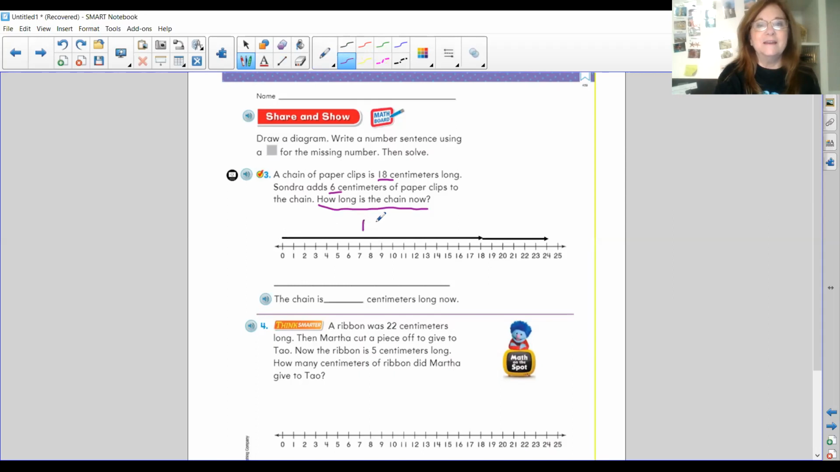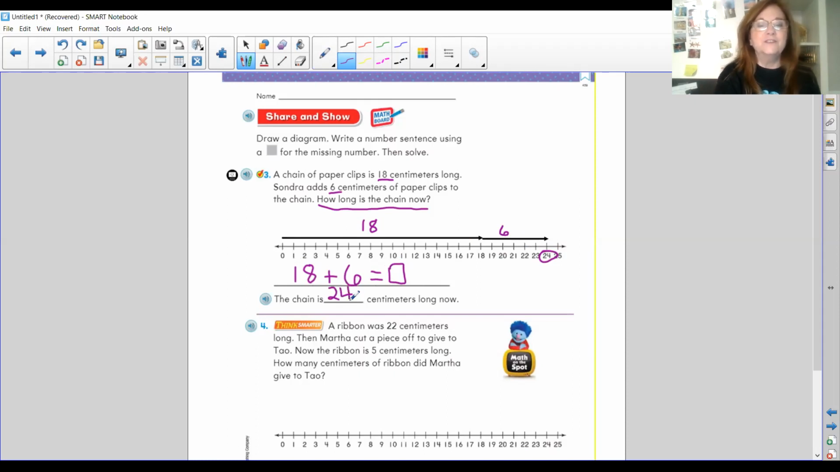Okay, and then we'll write our numbers over the top. So we have a length of 18 centimeters, and a length of 6 centimeters. And so, we're not taking any away, we're adding. So we want to write 18 plus 6, and that equals the mystery number, the box. But we can see where we ended up. We ended up right there on 24, so that is our answer. And just write that in.